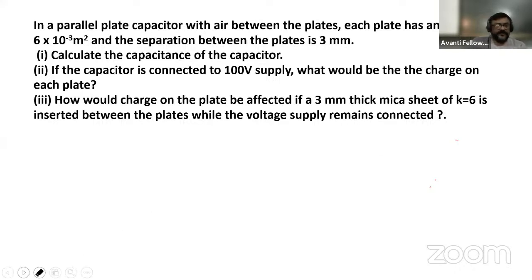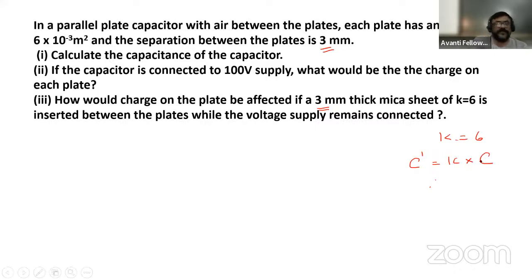In the third part, we are introducing a mica sheet. Mica sheet is a dielectric, and its dielectric constant is 6, and its thickness is 3 millimeter. We know the distance between the plates is also 3 millimeter. So we are introducing a mica sheet of the same thickness in between the two plates. So what will happen to the new capacitance? Let me call it C dash. C dash will be equal to K into C.